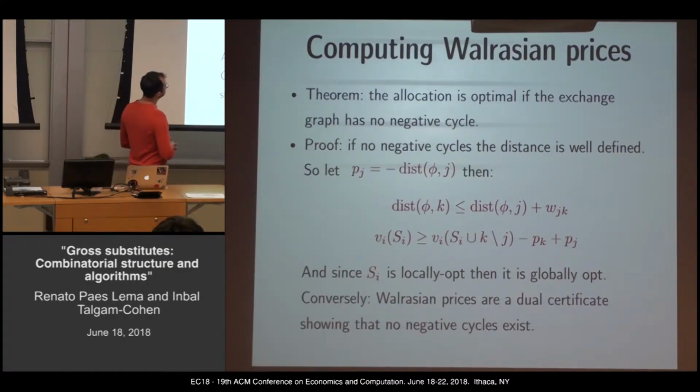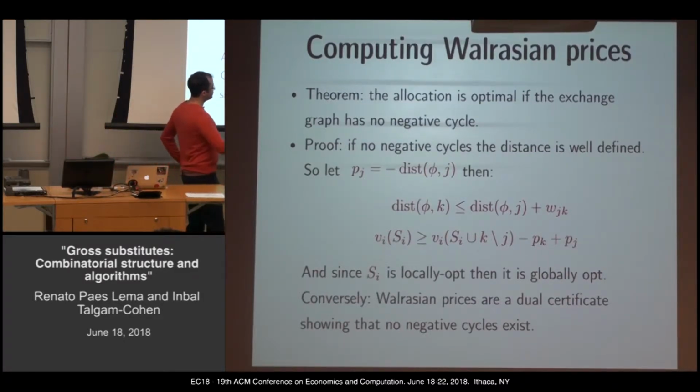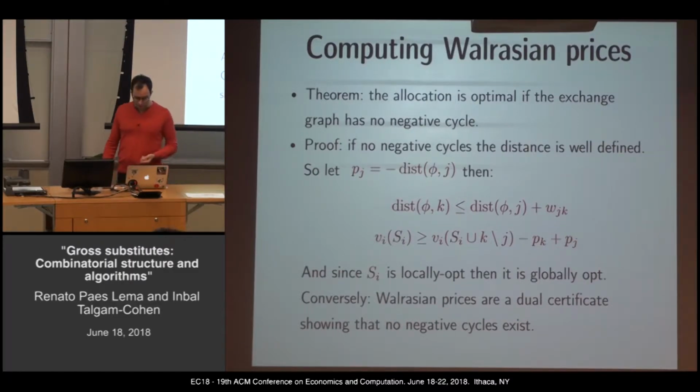So the proof goes this way. If there are no negative cycles, the distance is well defined. I can define distance from the dummy nodes to every other node. I set the price as minus the potential, minus the distance function. And the distance function, it's a distance, so it satisfies the triangle inequality. That's the whole definition of a distance function. The distance from phi to k is at most the distance from phi to j plus the edge from j to k.